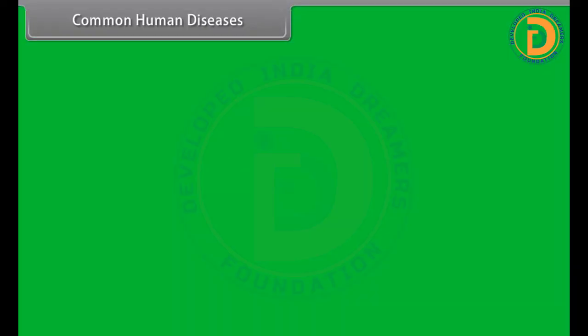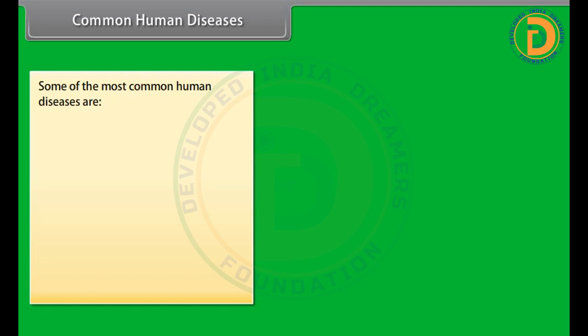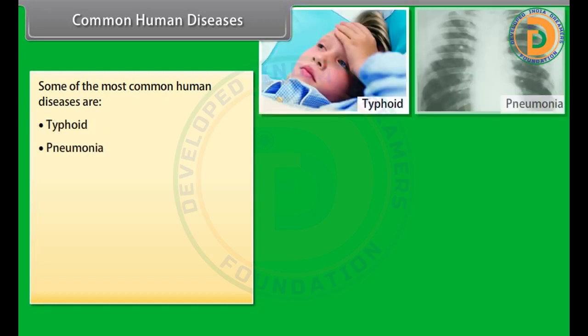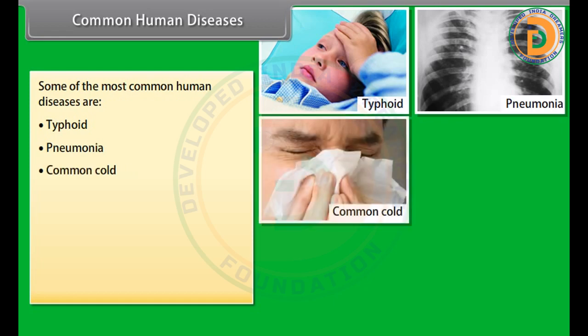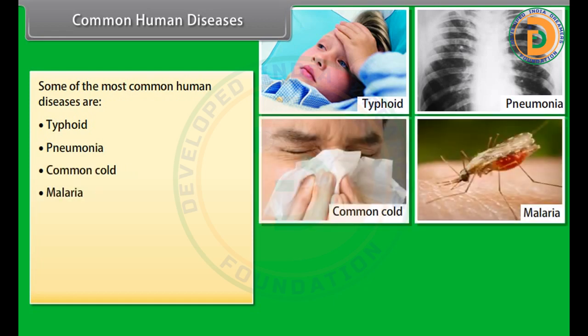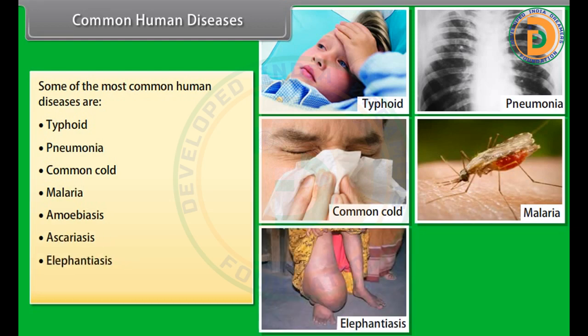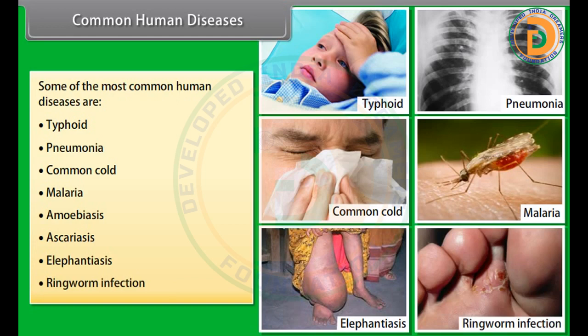Common human diseases. Some of the most common human diseases are typhoid, pneumonia, common cold, malaria, amoebiasis, ascariasis, elephantiasis, ringworm infection. Typhoid.